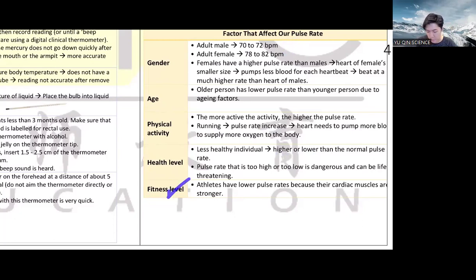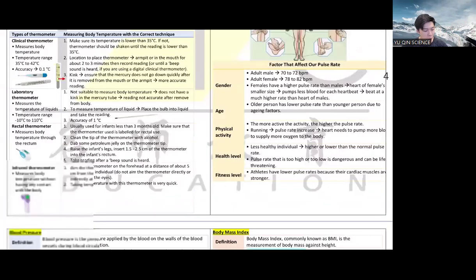Fitness level: athletes usually have lower pulse rate because their muscles are stronger. Their heart muscles are stronger. So every pump, it's much more than you and me. So they can pump one time, then they rest longer. So their pulse is slower compared to you and me. Okay, these are the four factors.